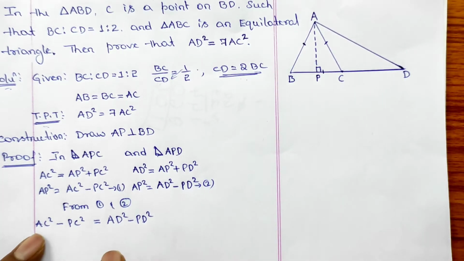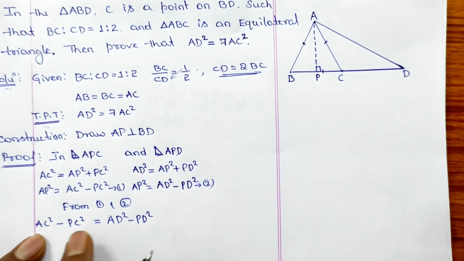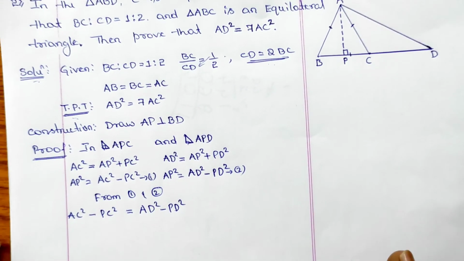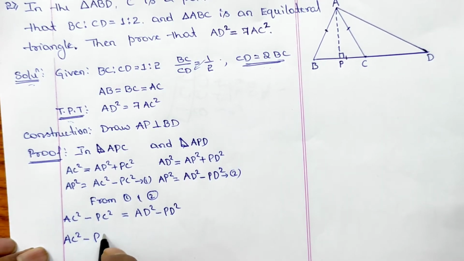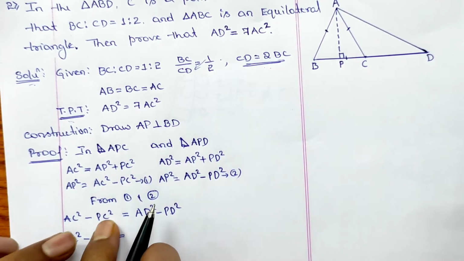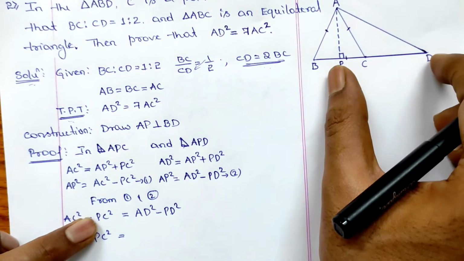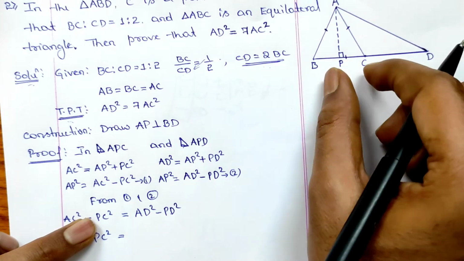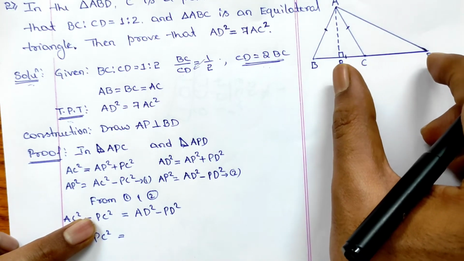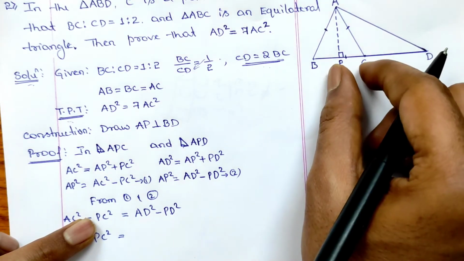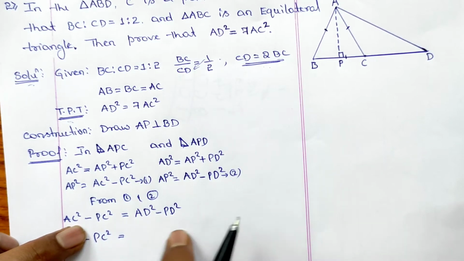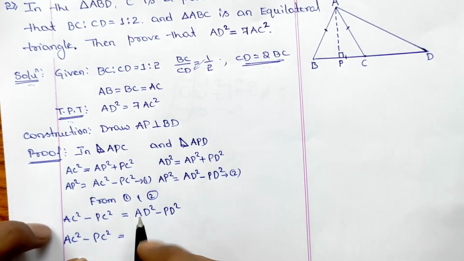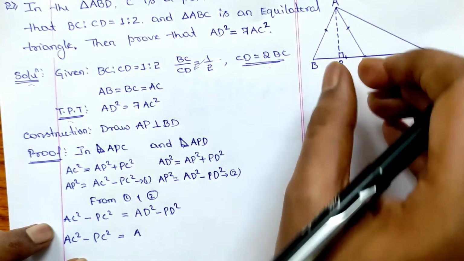Now we require only AC square and AD square. We don't want PC square and PD square. So let me retain this PC square on the left hand side as it is. PD square is bigger than PC square, so if you express PD square as a sum of two sides, we'll get PC once again. So I will express PD square in terms of PC.